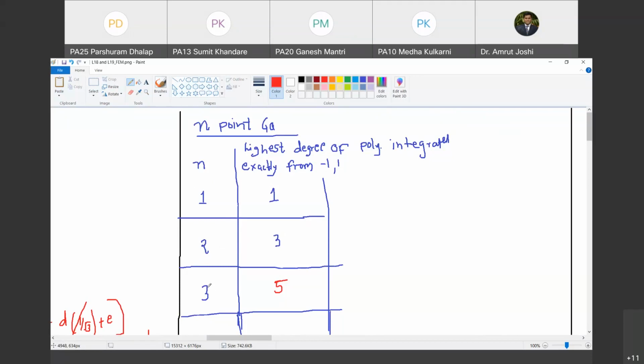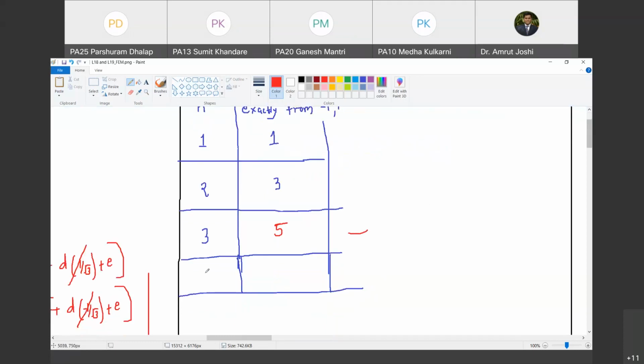When I go for 3-point Gauss quadrature, now I can integrate polynomials up to 5th order. Is it clear? Yes, sir. So now in general, if you have n-point Gauss quadrature, you can integrate the polynomials of the order of 2n minus 1 exactly. Are you with me? Yes, sir.